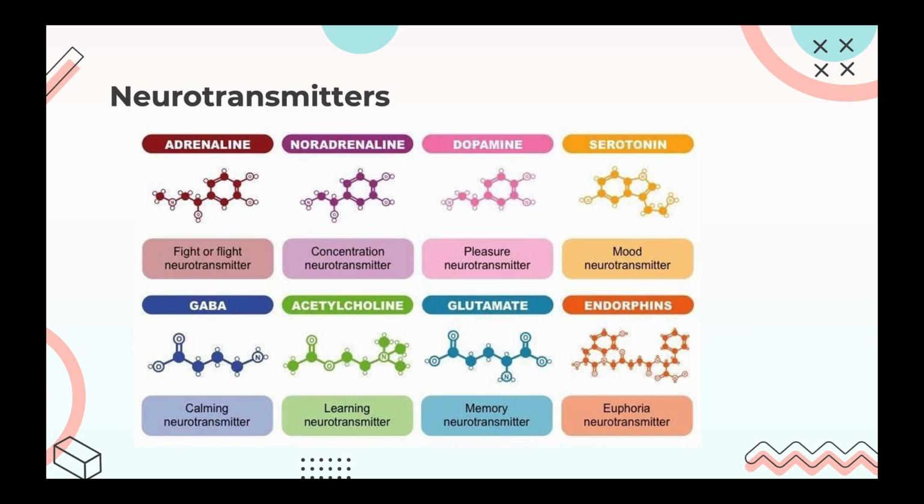Acetylcholine here is mentioned as a learning neurotransmitter, which is to some degree accurate, but in practice we also see a lot of acetylcholine in contraction of muscles. So acetylcholine is also very, very important for muscle contractions. Then there's glutamate, which is associated with memory, and endorphins, which are associated with, it says euphoria, which is a type of pleasure, but it's a type of extreme pleasure associated with, for example, pain relief when treated with morphine.